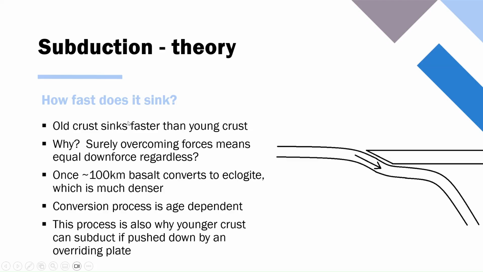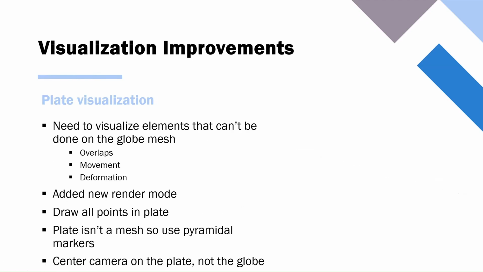So that's the theory. Let's move on to some implementation. So, improvements to visualization. We need to visualize certain properties that we can't do on the globe mesh we were using last time. In particular, we need to look at places where plates overlap. We need to look at the movement of points. The points on the globe mesh are fixed and we were just assigning different IDs and they would jump, so the plates on them would move in discrete jumps. The plates themselves hold points as continuous values, and we need to be able to visualize them moving. And finally, the actual deformation as the points start to sink, we need to be able to see that.